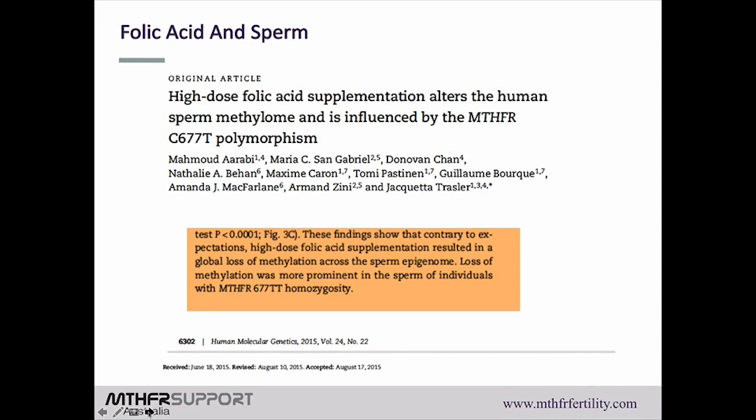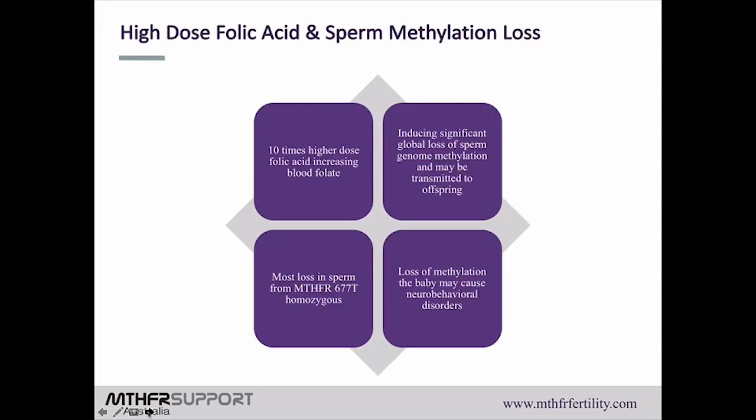And then it goes on to say that for those who had the MTHFR gene, it was even worse. But it doesn't mean that even in those who didn't have the MTHFR gene, it still resulted in a loss of methylation. And that's important. So it's promoting a 10 times higher dose of folic acid. It's inducing significant global loss of sperm methylation, which is then passed on to the offspring. And most of that loss was in those people that were homozygous for the C677T.